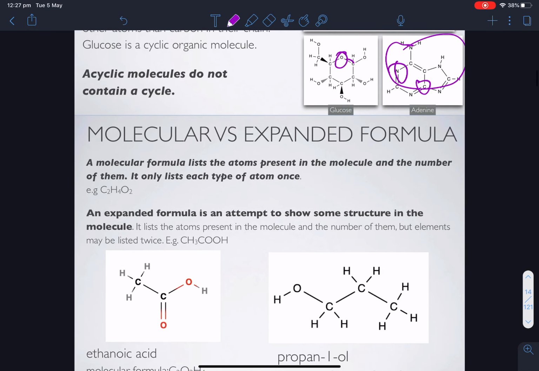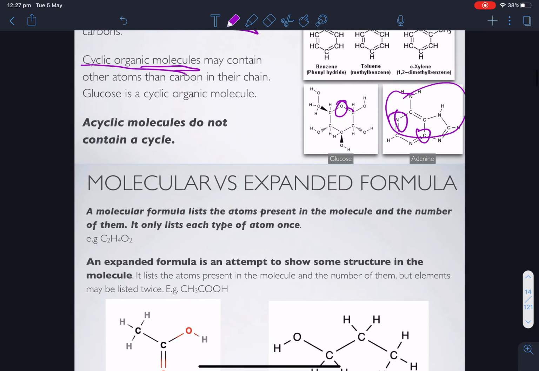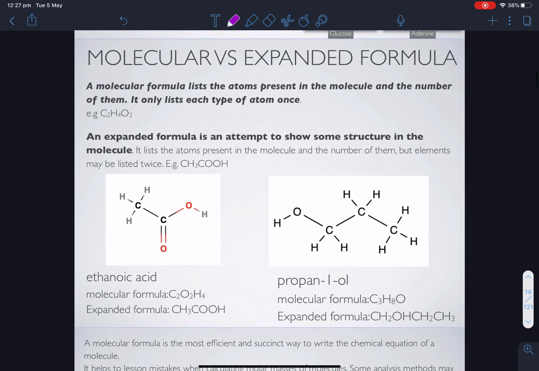Okay. Let's start to talk about how we represent these structures and how I've kind of been doing it already. There's a variety of different ways. We can represent them very simply, the shortest way, by a molecular formula. Remember, a molecular formula just lists the atoms present in the molecule and the number of them. And it only lists each type of atom once. So here, carbon, hydrogen, and oxygen are in the molecule. They're only listed once, and it gives you the total number of them. That's the simplest way, okay?